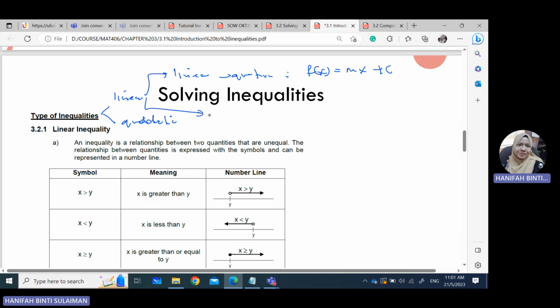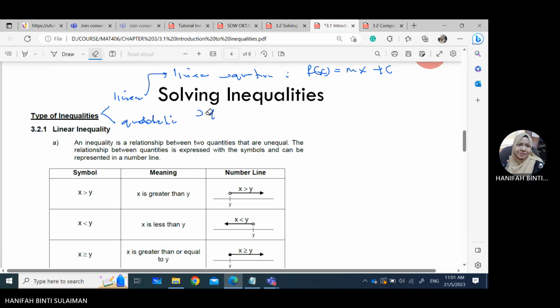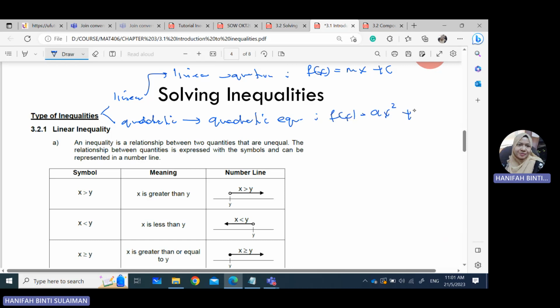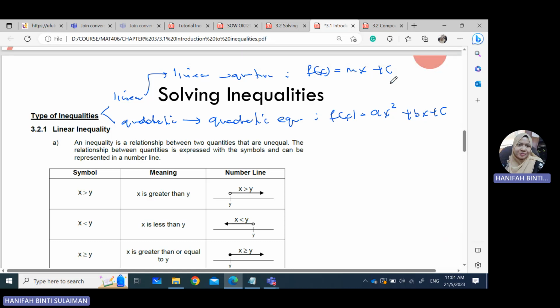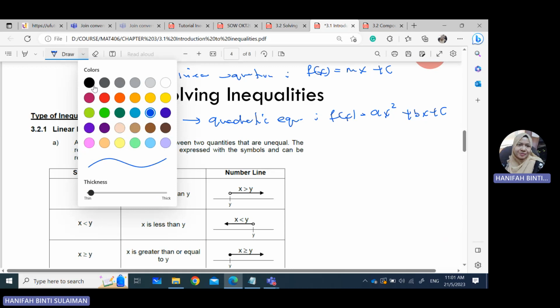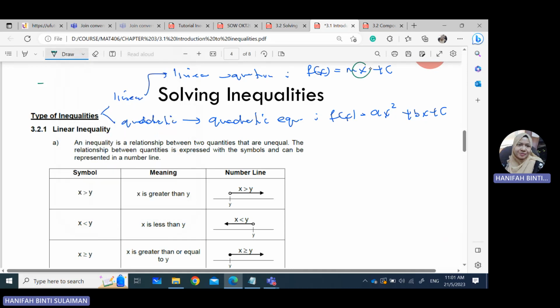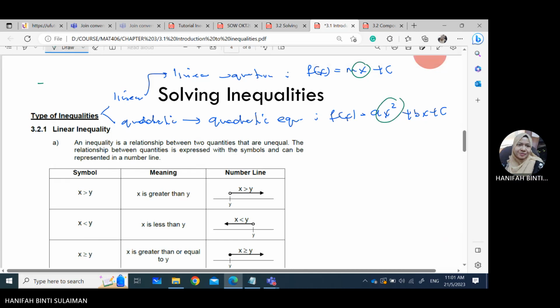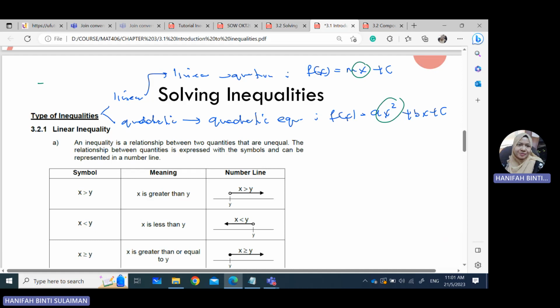Okay, untuk quadratic pula, quadratic, it is based on quadratic equation. So quadratic equation general adalah f of x equals to ax squared plus bx plus c. So ini adalah general equation for quadratic equation. So macam mana kita nak bezakan antara linear equation dan juga quadratic equation adalah pada kuasa x. Kalau kuasa x itu 1, yang itu adalah linear. Kalau x kuasa 2, itu adalah quadratic. Itu beza dia. Dan cara untuk selesaikan masalah bagi linear dan juga quadratic juga agak berbeza.